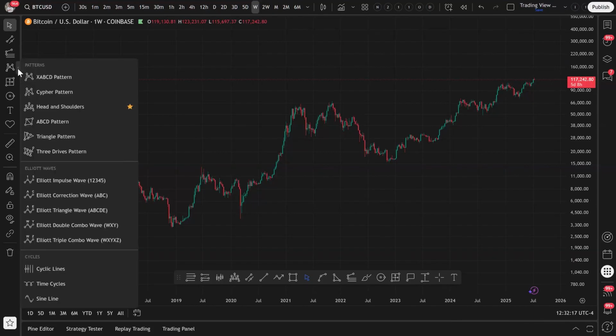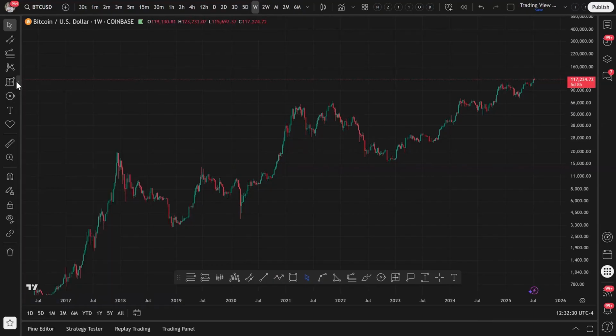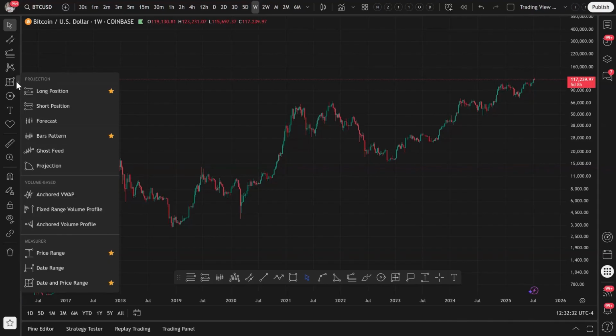And so with that, I'm going to skip all of these advanced patterns and XABCD, Elliott waves. Elliott waves are interesting, but not worth really spending a lot of time on for the most part for you guys. Okay, I wouldn't do it. Now, getting into these, these are some neat tools. Long position, for example.